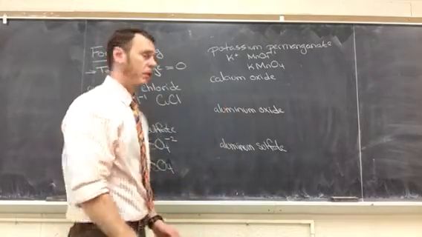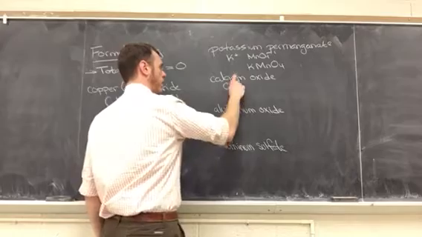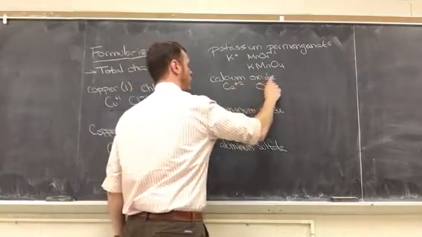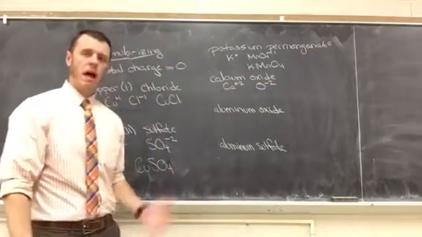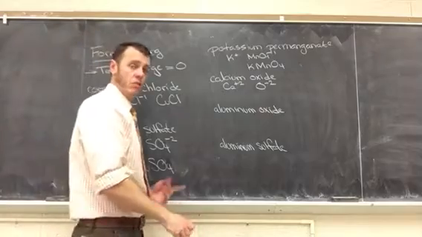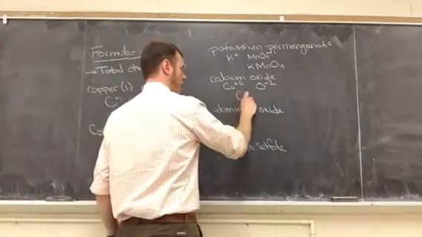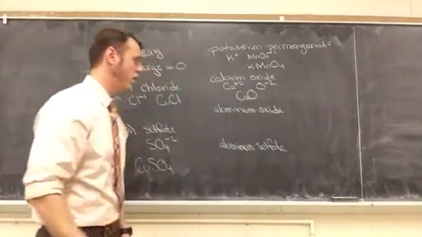Calcium oxide. The charge of calcium is +2, and the charge of oxide is -2. How many of each of those ions do we need? One of each, so we get calcium oxide, CaO.